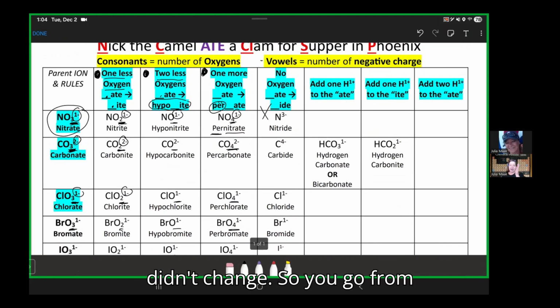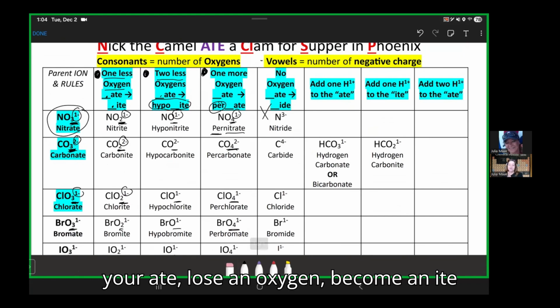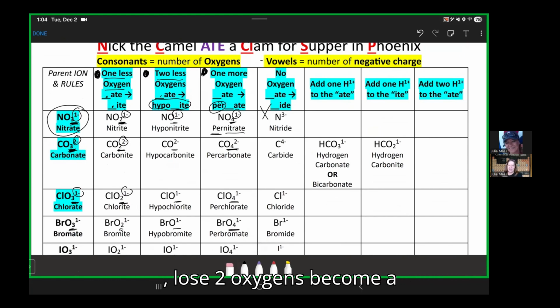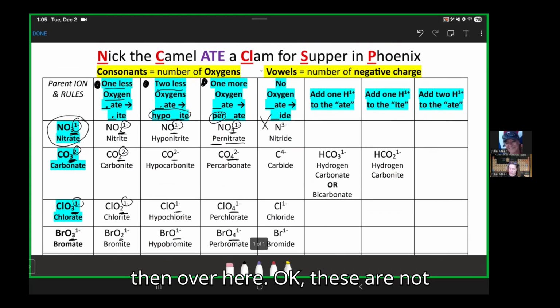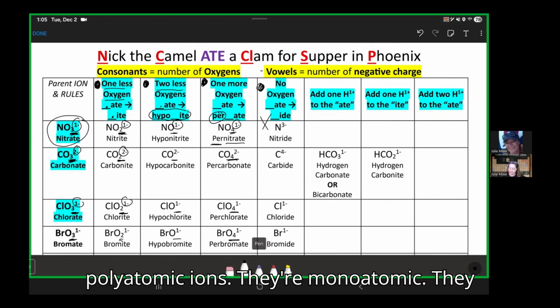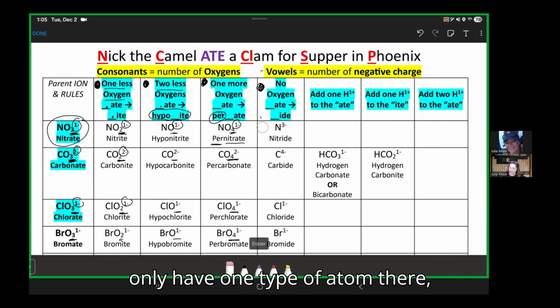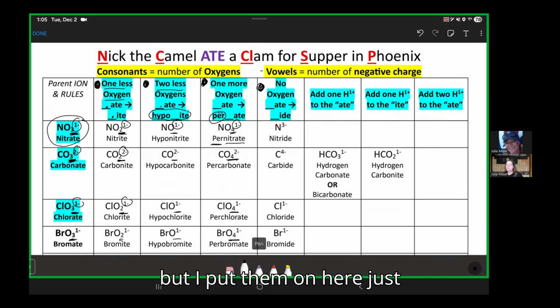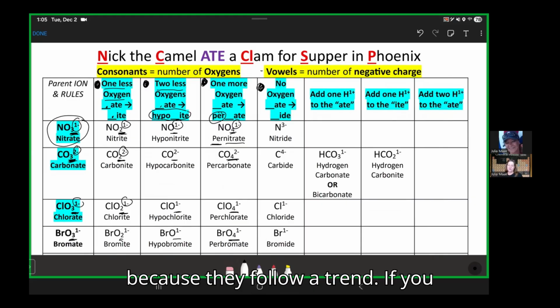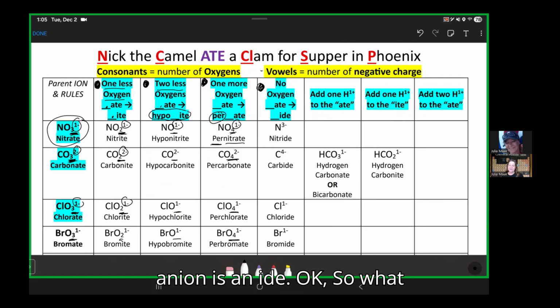So you go from your ate, lose an oxygen, become an ite, lose 2 oxygens, become a hypo-ite. Gain an oxygen, you're a per-ate, okay? And then over here, okay, these are not polyatomic ions, they're monoatomic. They only have one type of atom there. But I put them on here just because they follow a trend. If you have no oxygens at all, okay, your anion is an ide, okay? So what I want you to notice is these two, your charges changed, okay?